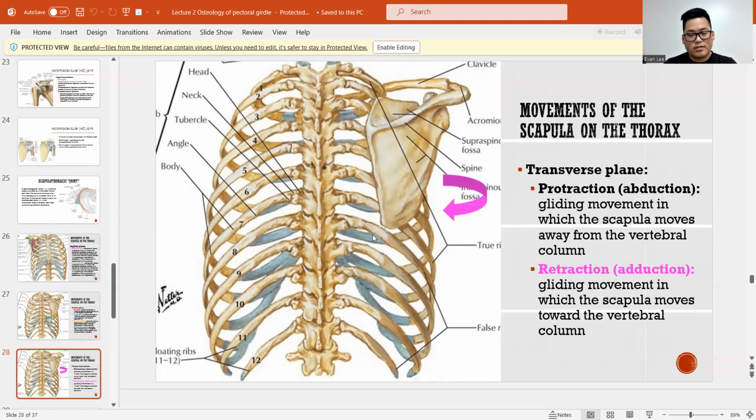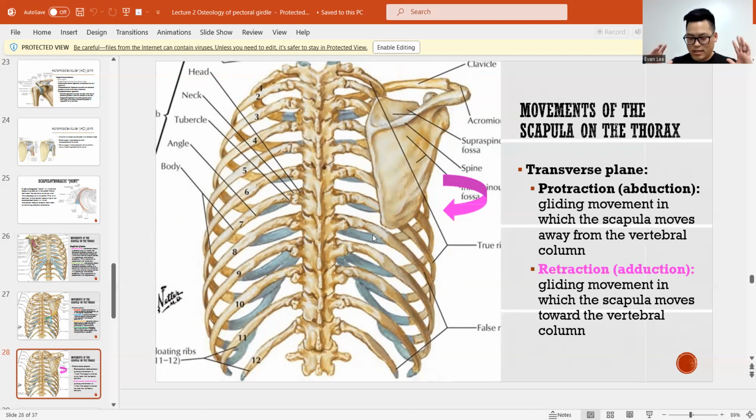Now, lastly, an interesting one. The scapula can also move along the thorax, kind of like sliding around it. And this is in an anterior and posterior direction, which is protraction or abduction, or retraction or adduction. So protraction doesn't make as much sense with abduction, but it does.